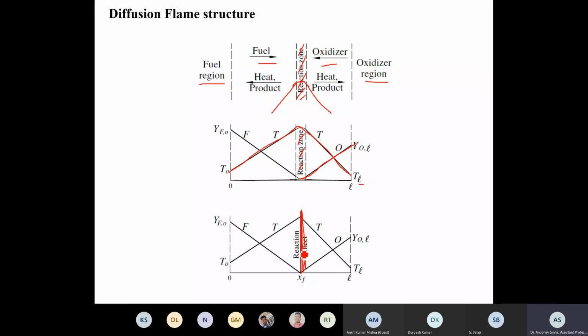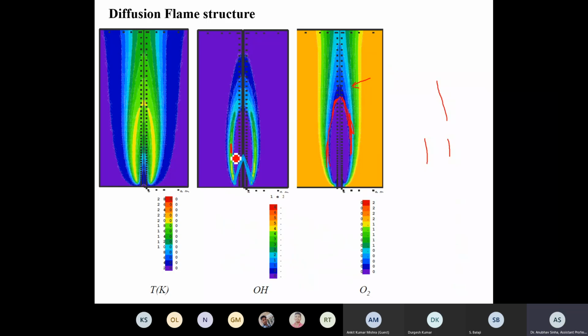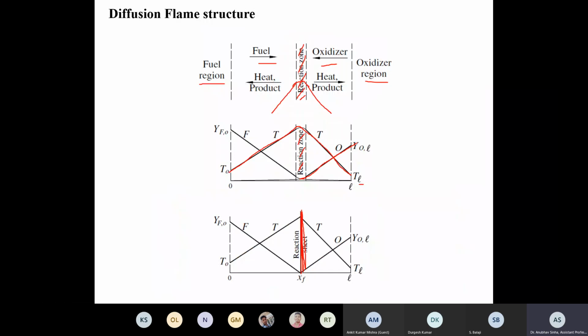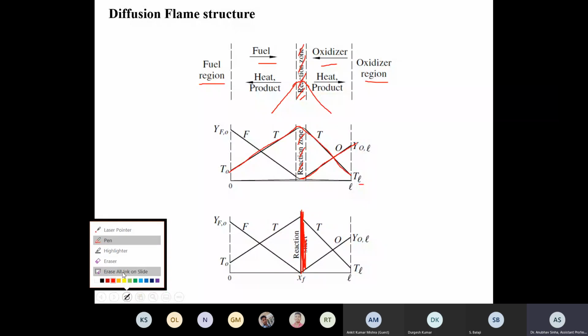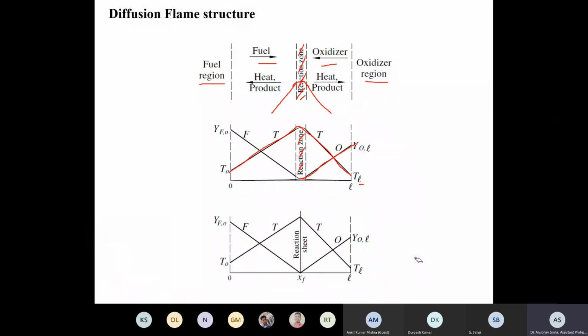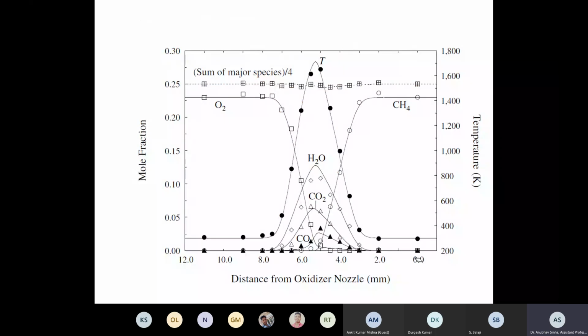So what I'm saying is this is a little thick region. It is not like 0 thickness, but we can assume that this has 0 thickness for some simple calculation. That's all I'm saying. This is called the reaction sheet assumption. Is this clear? Yes, sir. Fine. So these are some experimental measurements. As you can see, temperature is peaking at the flame front.